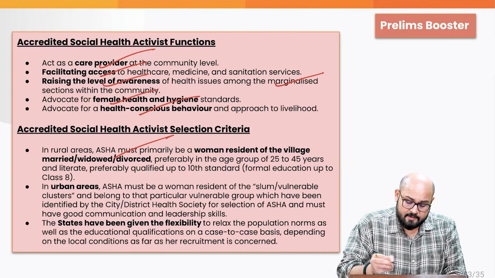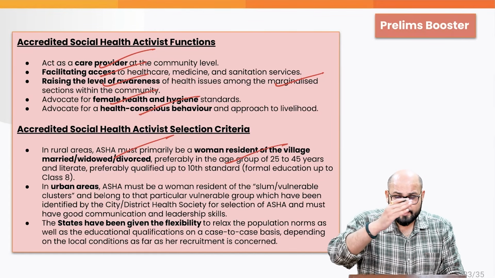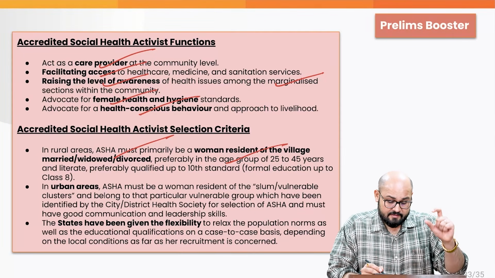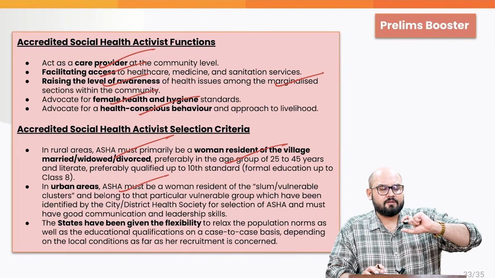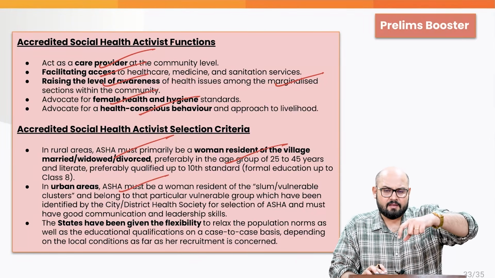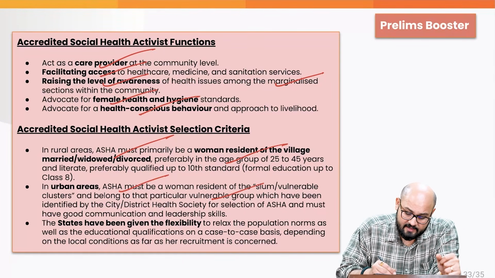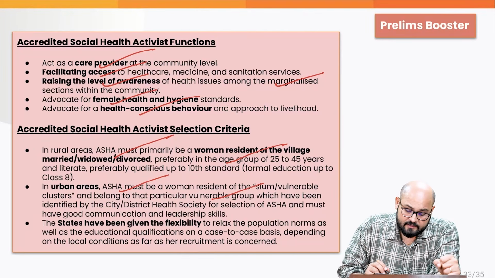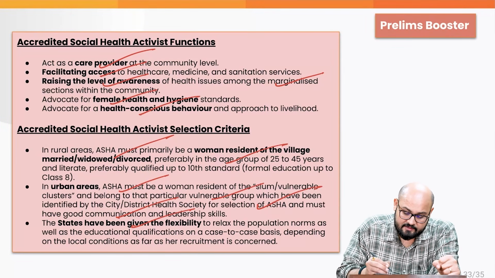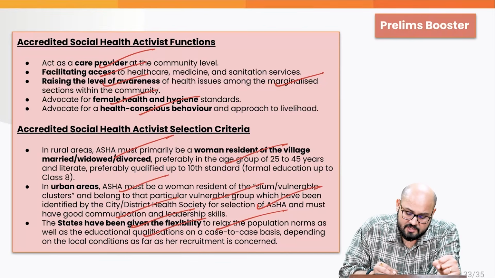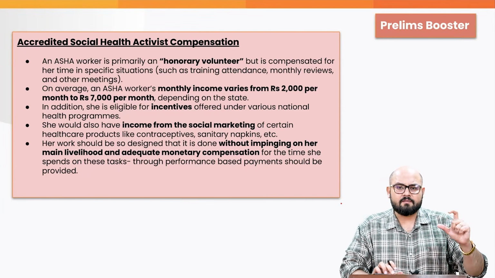In the rural areas, the ASHA must be a woman resident of the village, maybe married or widowed or divorced, but preferably in the age group of 25 to 45 years and literate, qualified up to class 8. In urban areas, ASHAs must be women residents of a slum or vulnerable cluster, so that they are related to the people with whom they're working in the area where they're working, right? That is the reason they must be from that particular area and belong to the particular vulnerable group identified by the city or district health society for selection of ASHAs, and must have good communication and leadership skills. The states have been given the flexibility to relax the population norms as well as the educational qualifications on a case-to-case basis, because we cannot have a one-size-fits-all approach. So that autonomy is given to the states.